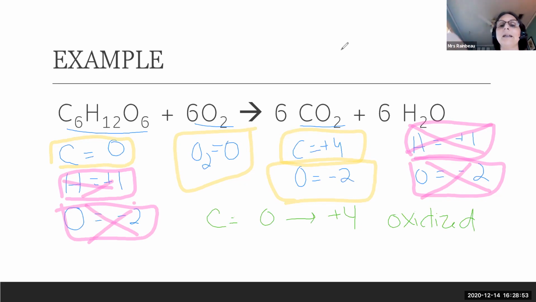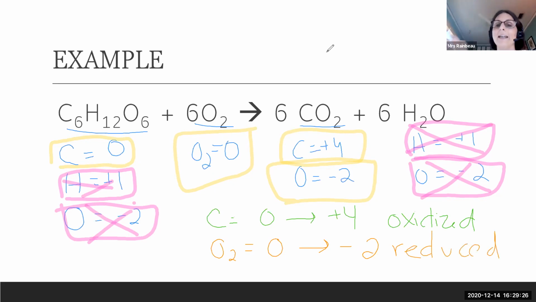And then you can see that oxygen starts with 0, and then it goes to -2, or -4 actually, you could say. No, let's just say -2 for now. I don't know if that really matters in the big picture of all this. All you need to know is that because it gained electrons, it is reduced.